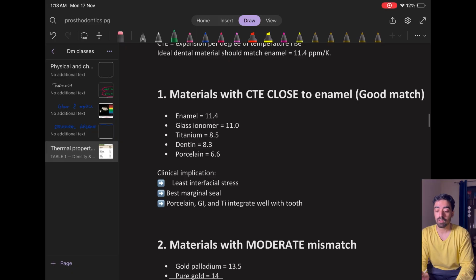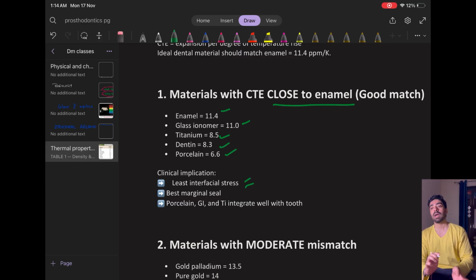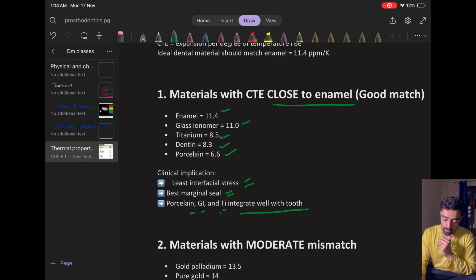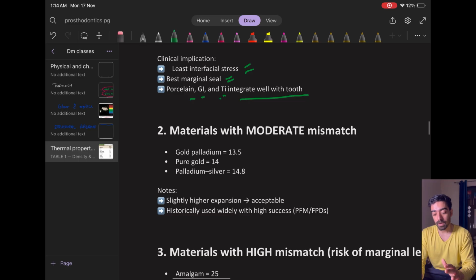Materials with coefficient of thermal expansion close to enamel, which are a good match: enamel, GIC, titanium, dentine, and porcelain. There will be least interfacial stresses because as your enamel or dentine expands, these materials will also expand in a similar manner. Marginal seal will be really good, and porcelain, titanium, and glass ionomer integrate well with the tooth. Now materials with moderate mismatch: gold, palladium, pure gold, and palladium silver, slightly higher expansion, but still acceptable.